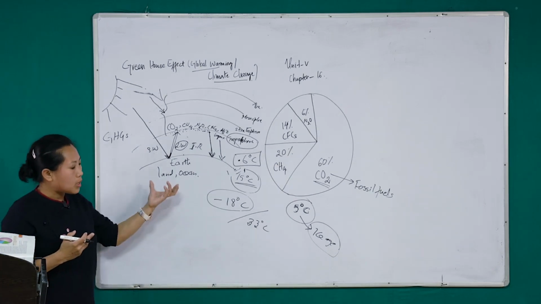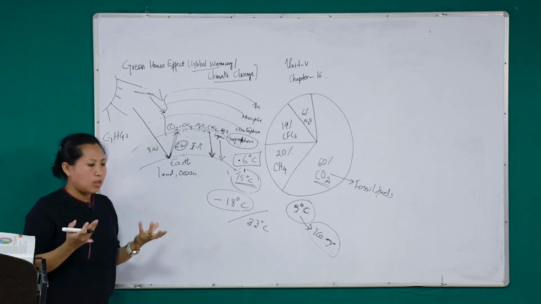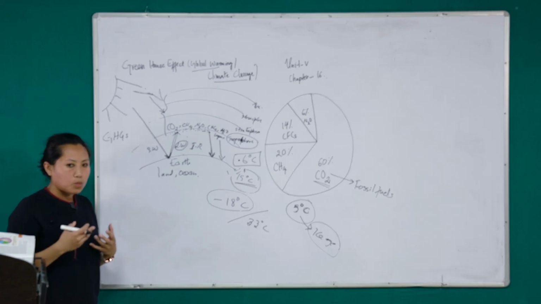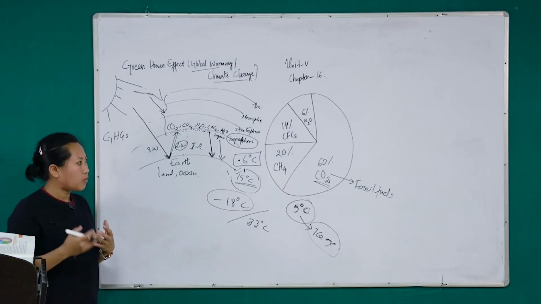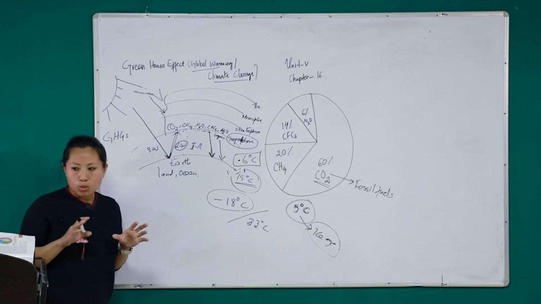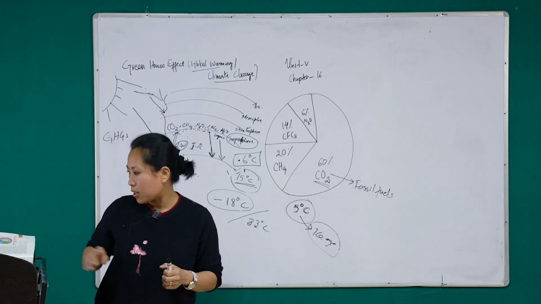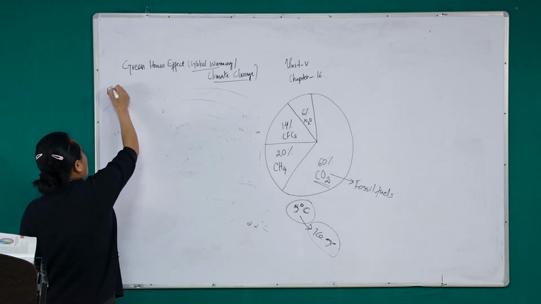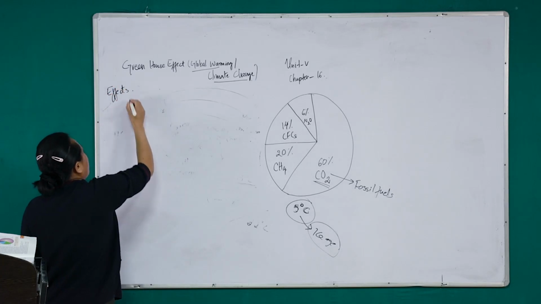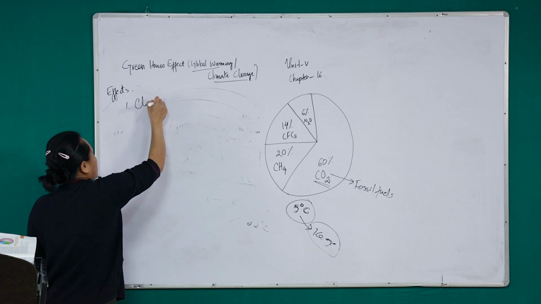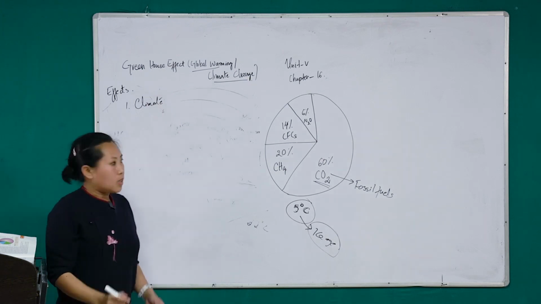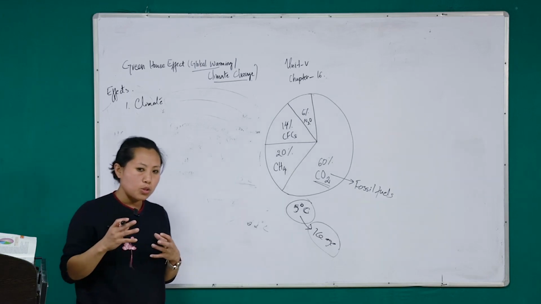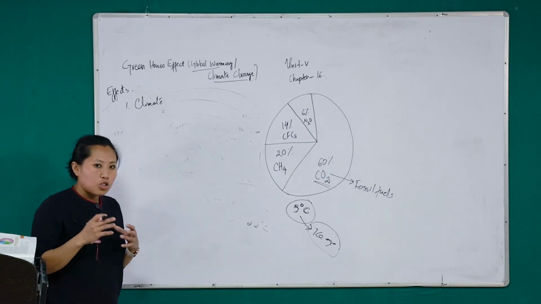So let's see what the effect is. The effect is already done. We are experiencing it. What are some of the effects that we are experiencing, or that have already taken place? Let's look briefly into some of those effects. Climate. As we have already discussed, there is a rise in temperature, and so also there is a change in the climatic pattern.